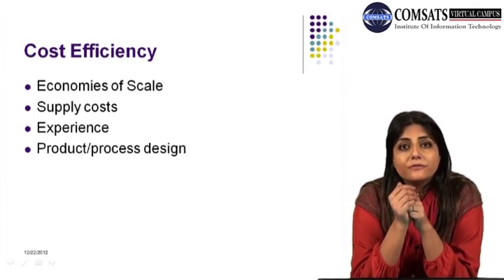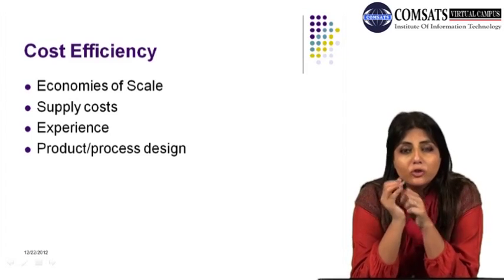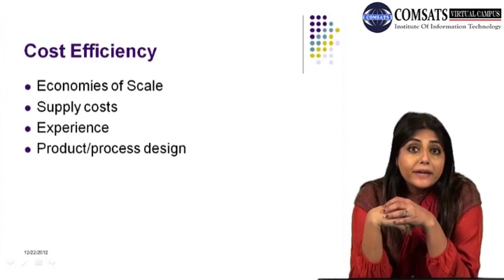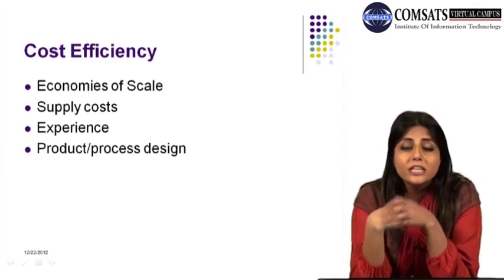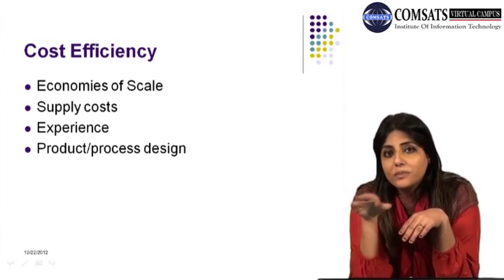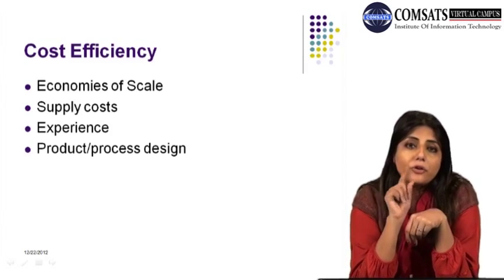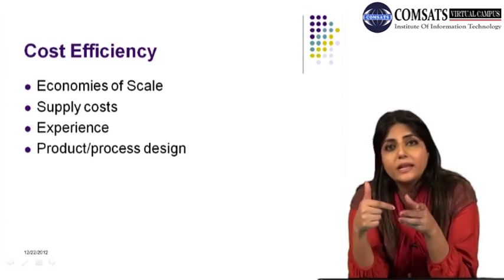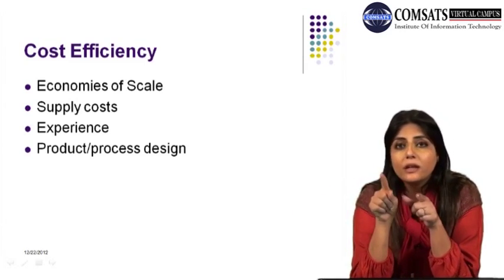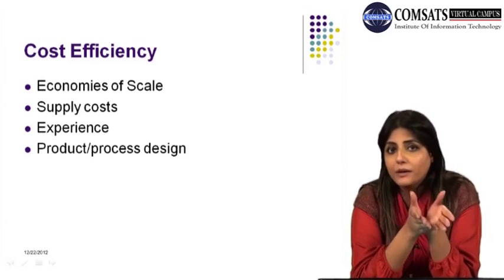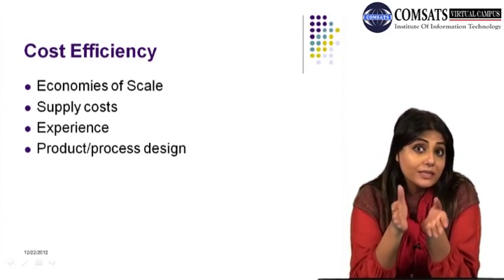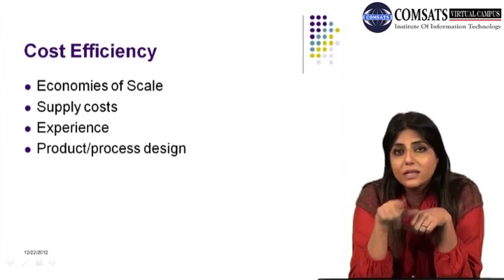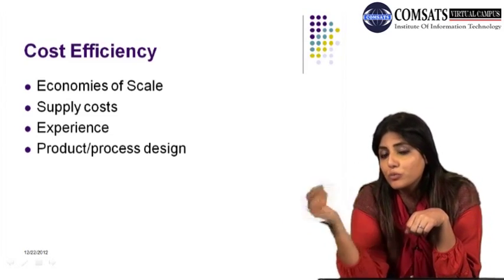Then experience itself can be a source of cost efficiency. It has been reported in the literature that organizations that have been in a line of business for a long time have much more output and efficiency than firms that are newer to the line of business. So they can produce more output with the same cost compared to the firms who are new. That is how their per unit cost declines, because they have more productivity.